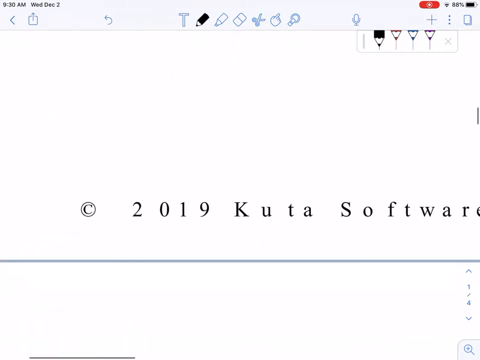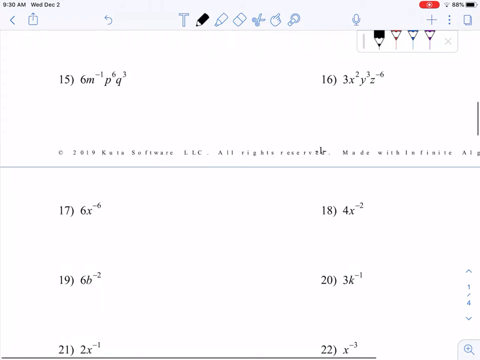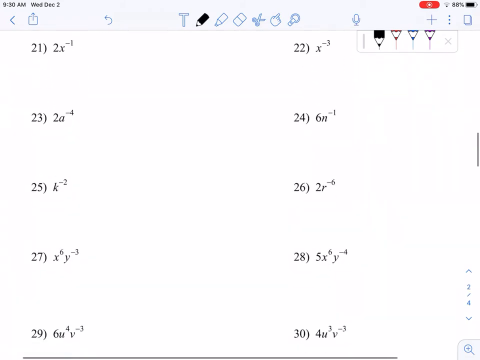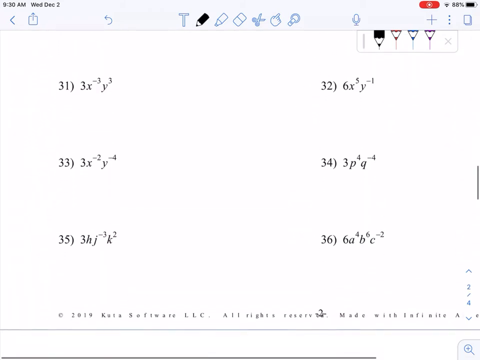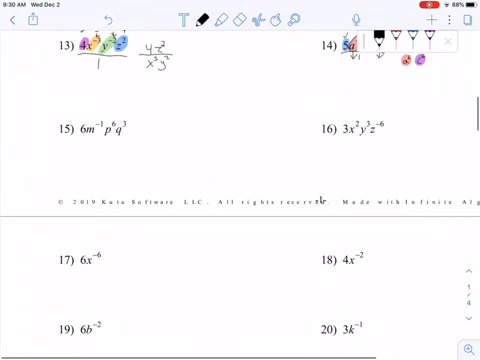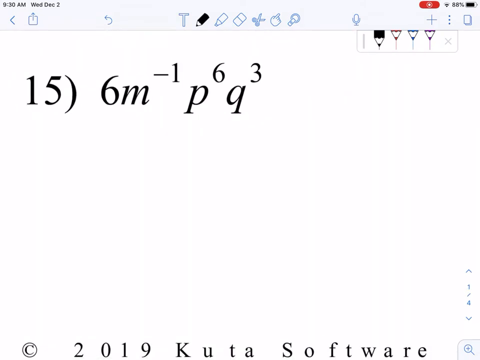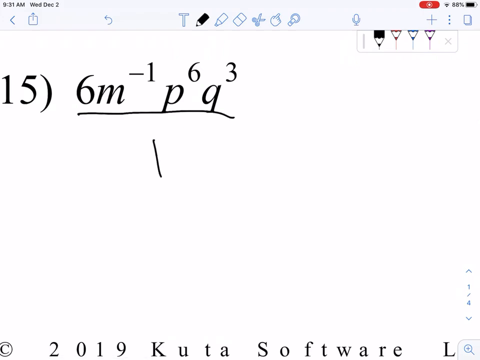All right, and I'll do these last couple here. Yeah, there's just lots of examples. I'm not going to take all the time to do all of them. So this is sitting over 1. And the idea is that instead of having to color coordinate, at some point we're going to be able to just look at this and say 6 is going to stay there. M to the negative 1 needs to move down. Now it's positive. P to the 6 can stay where it's at. Q to the 3rd can stay where it's at.